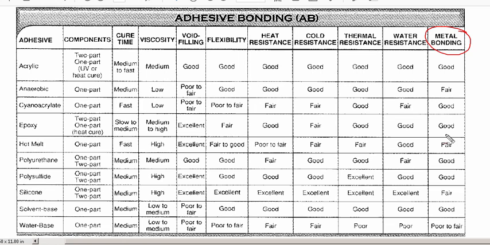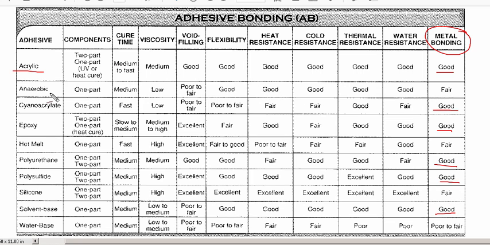Metal bonding would be a good feature for us to be thinking about, given the nature of this class. So we might be thinking about things that bond well, that have good properties. These are ones we might pay attention to. Probably not going to be worried about the poor to fair versions. So let's take a look.